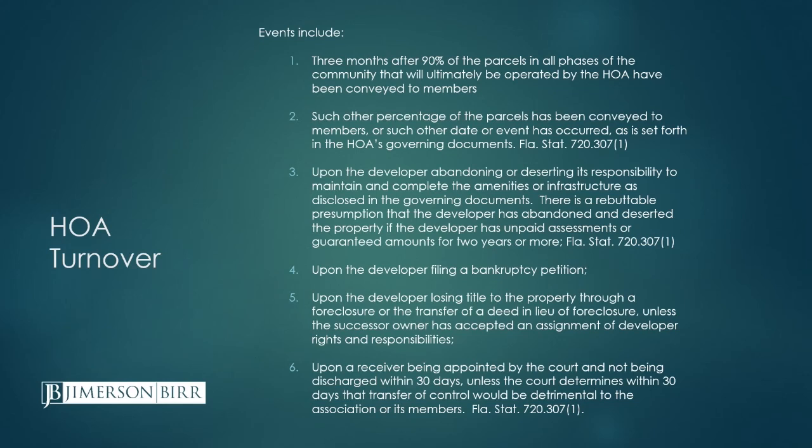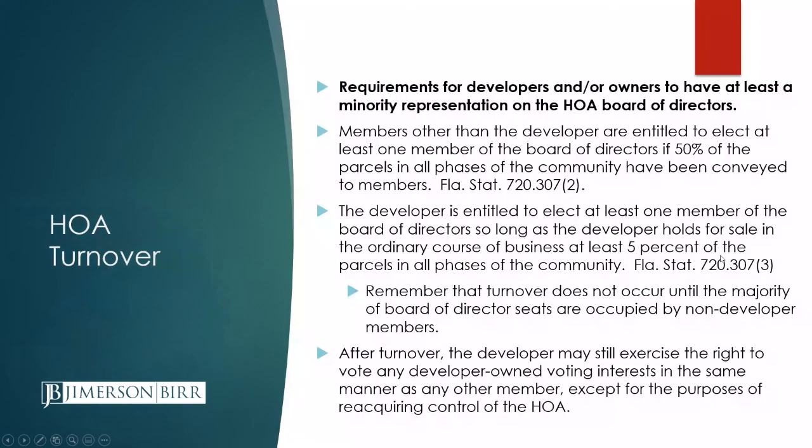If the developer abandons the property, then at that point in time, the non-developer members of the association are entitled to control a majority of the positions. If the developer files bankruptcy, if the developer loses title to a foreclosure, and if a receiver is appointed for any reason and not discharged within 30 days, those are all situations that mandate control of the association by the non-developer unit owners, at least a control of a majority of the positions.